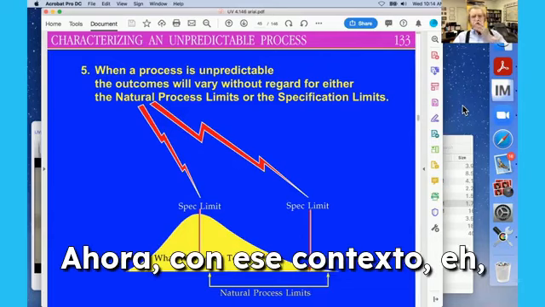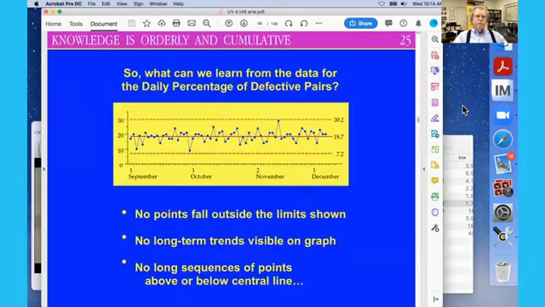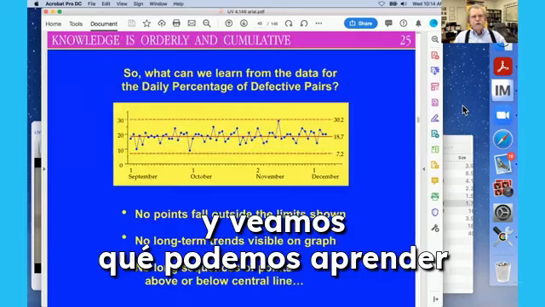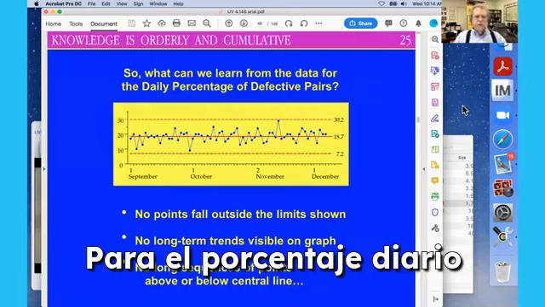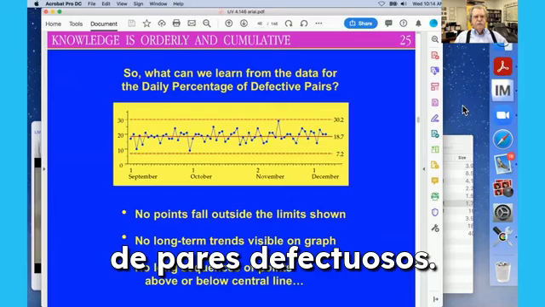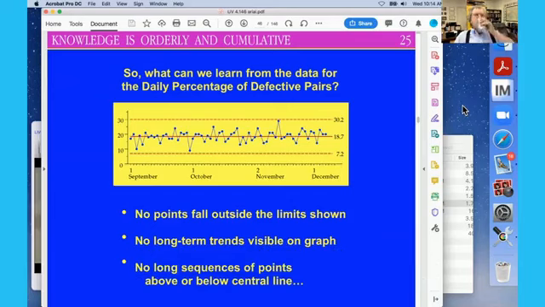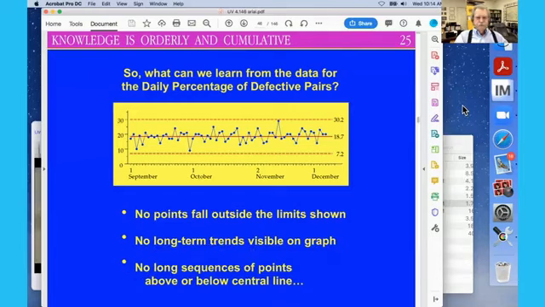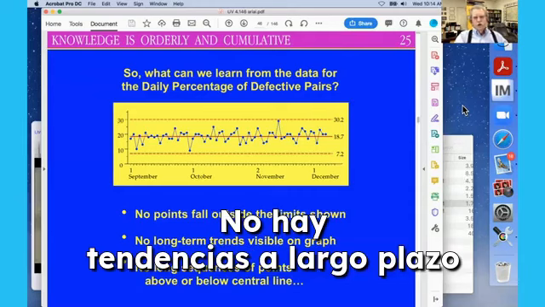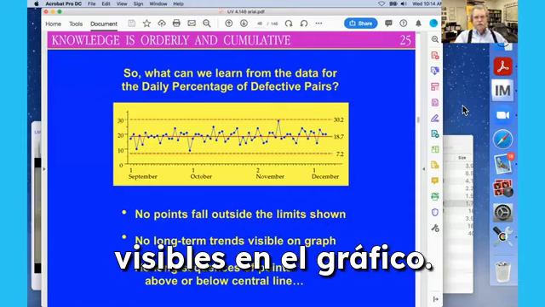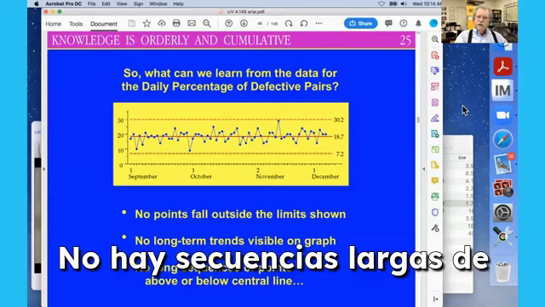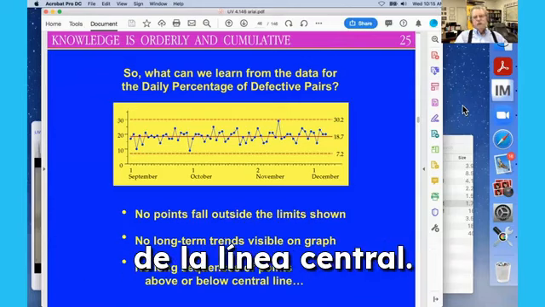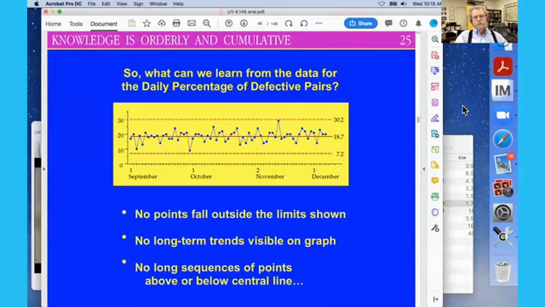Now, with that background, let's return to page 25 and see what we can learn from the data for the daily percentage of defective pairs. No points fall outside the limits shown. No long-term trends visible on the graph. No long sequences of points above or below the central line.